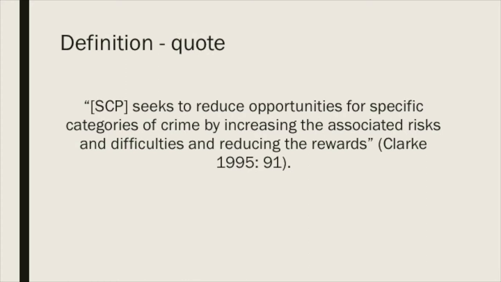Up here, I have a quote that serves as a useful working definition for situational crime prevention: situational crime prevention seeks to reduce opportunities for specific categories of crime by increasing the associated risks and difficulties and reducing the rewards. This goes back to previous weeks where we've mentioned the crime triangle framework and thinking about the motivated offender as a rational actor who seeks to maximize their utility, or sorry, optimize their cost-benefit ratio when it comes to deciding whether to commit a criminal act.